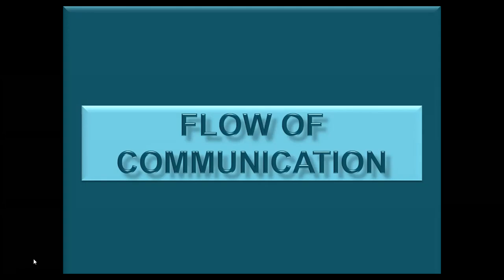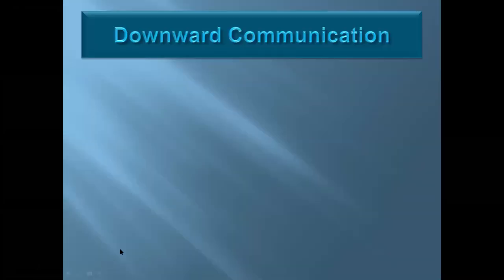Communication flows within an organization in three different directions. Number one is downward communication, number two is upward communication, and number three is horizontal communication, that is also called lateral communication. So we are going to discuss them one by one in detail. First one is downward communication.